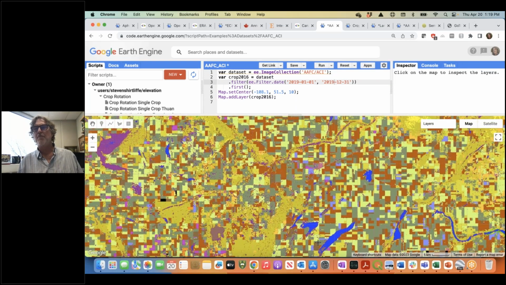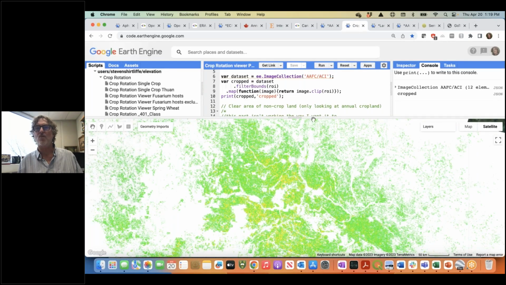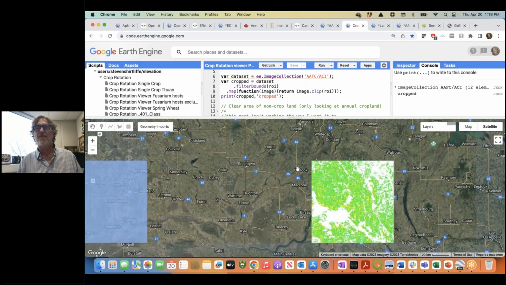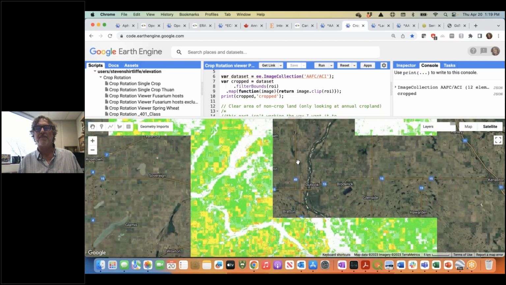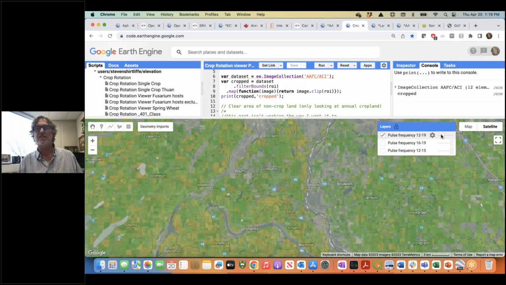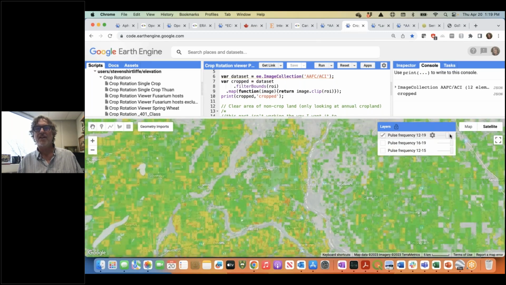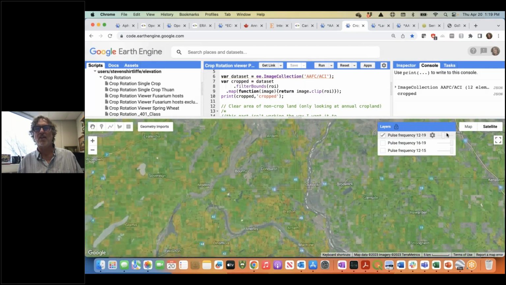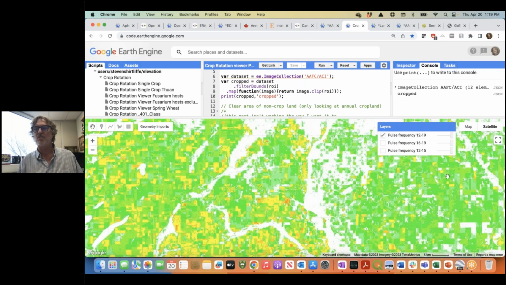So with a bit of programming, you can put together a way of looking at the crop rotation over time. I was teaching a class at the time, and that's what I did. I put together a way of looking at the frequency of, in this case, pulses grown in rotation in Saskatchewan. If we pull the slider back here, we can see where we are. Areas that are more red or yellow have higher frequency of pulses in rotation.